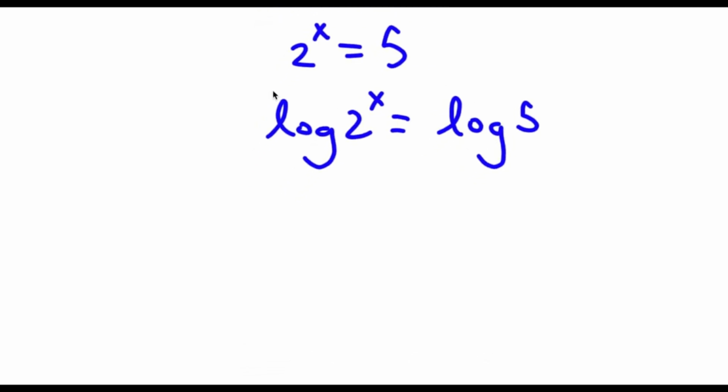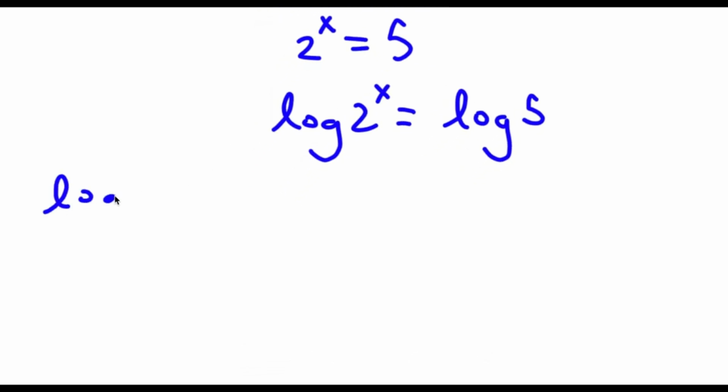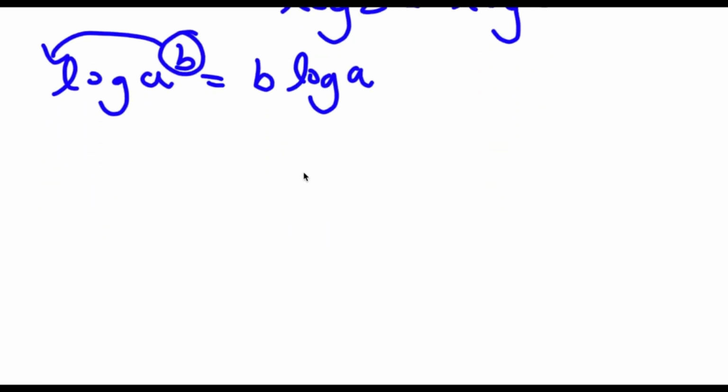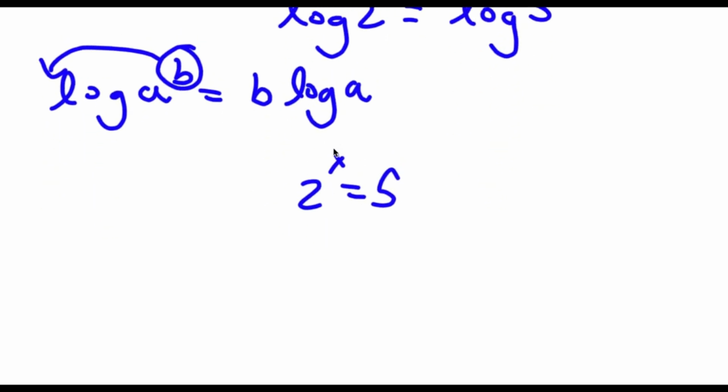Now an important property of logarithms is that if I have something in the form log a to the power of b, I can actually move this exponent b to the front of the logarithm. So this is going to equal b times log a. And this property is so important because right now we have 2 to the power of x is equal to 5, and x here is an exponent. And it's going to be really hard to find the value of x without it being a normal term because x is actually going to be a decimal here.